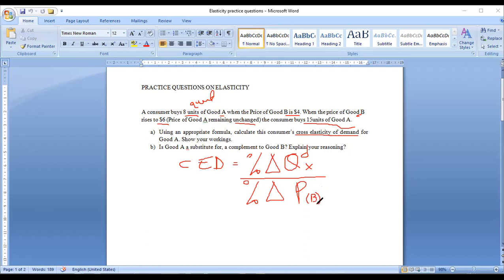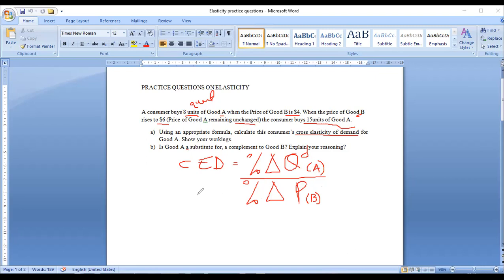So B is under price. Then units of good A. Units is quantity, isn't it? So units of good A, you put A here. So we are looking at two goods, A and B. Are we on the same page? After determining that, we can now continue.